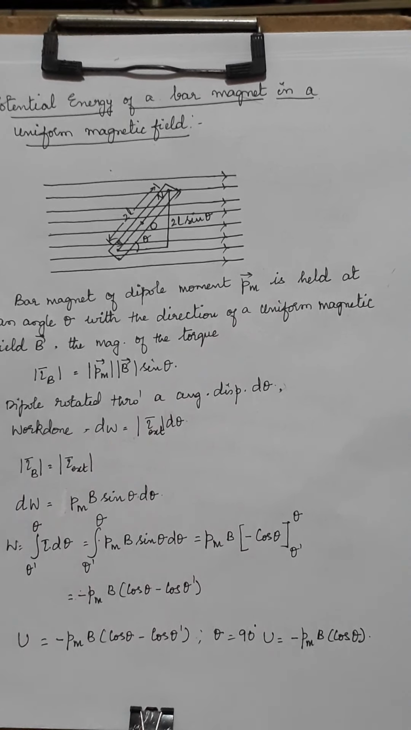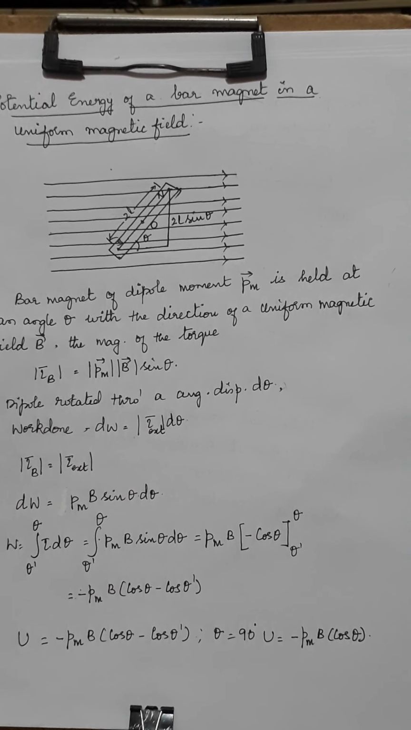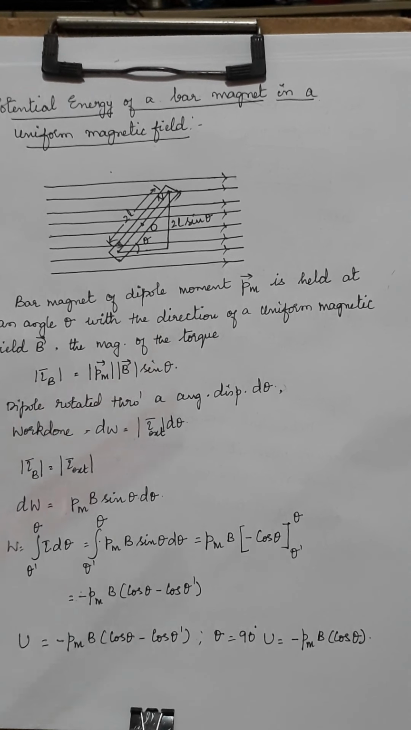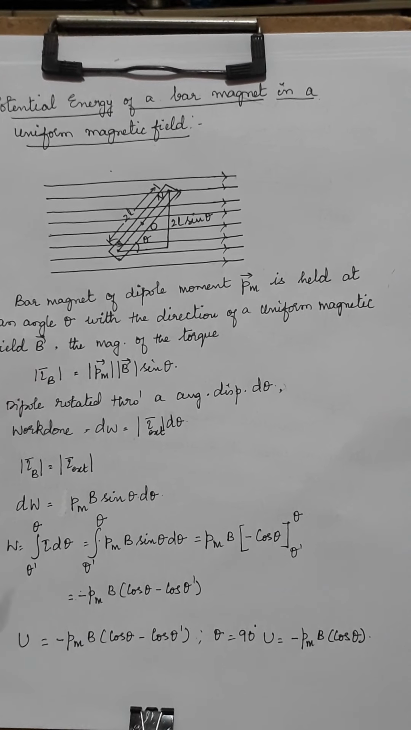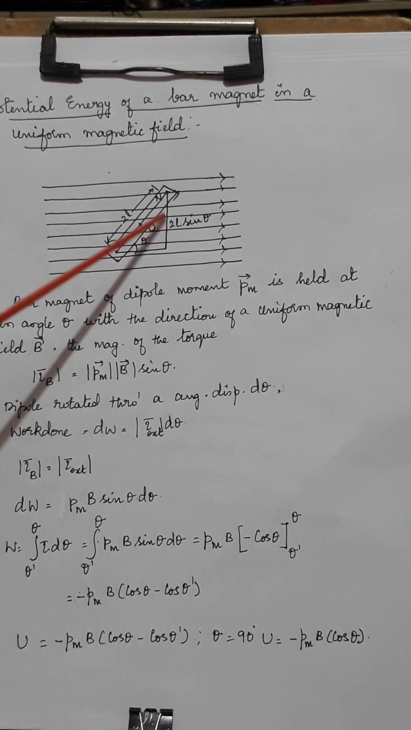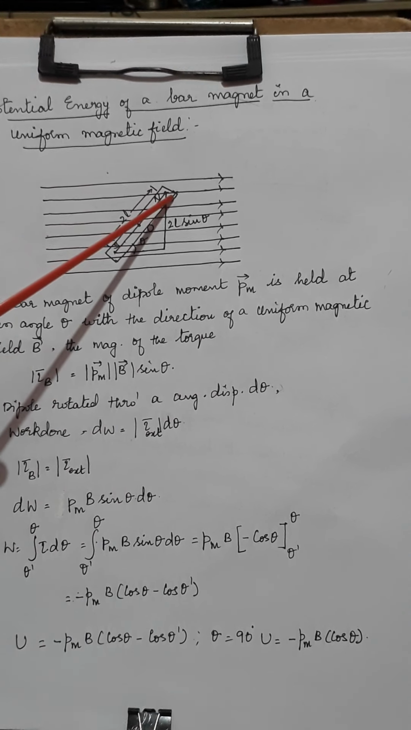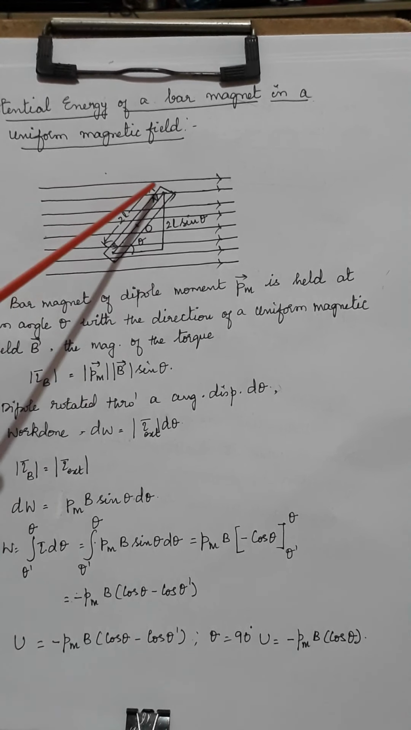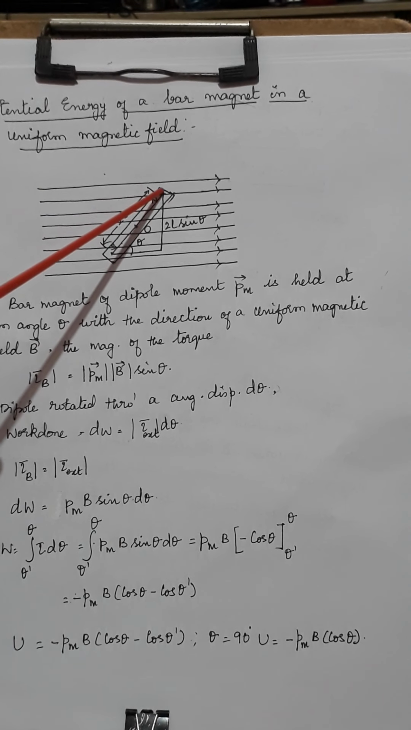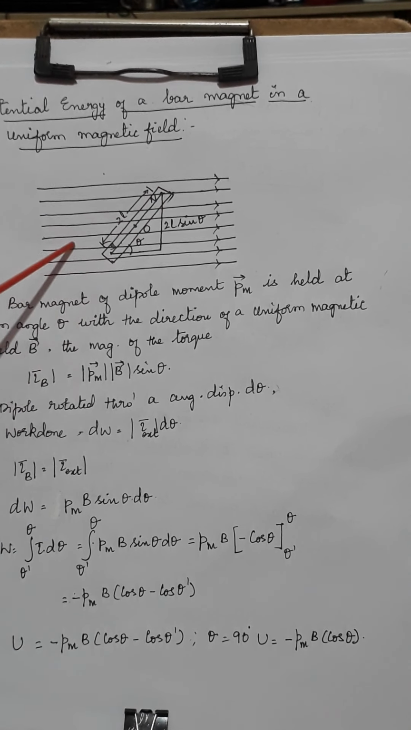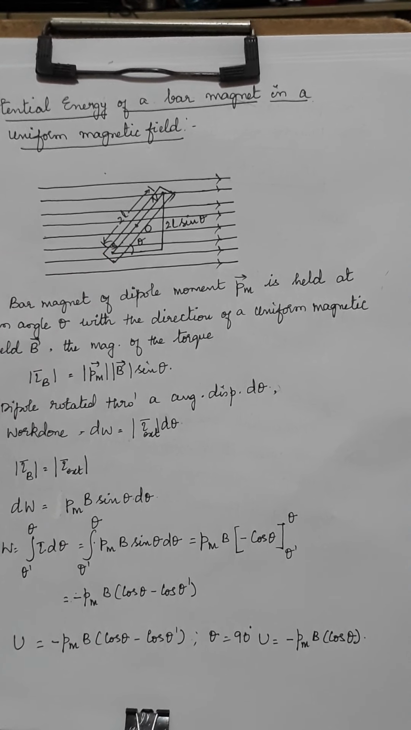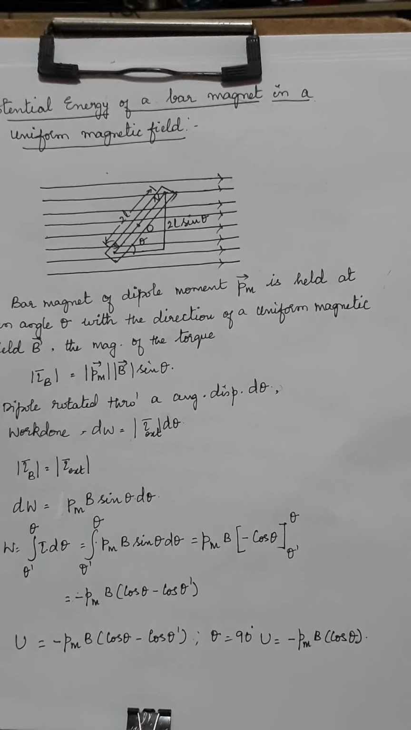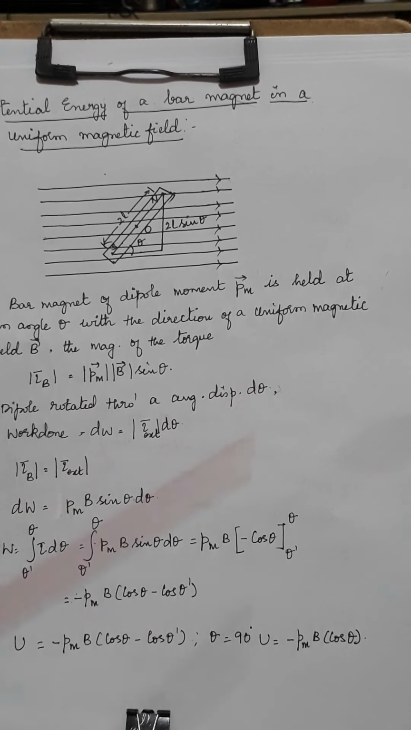It is understood. And what is the answer for torque? We have found that tau B will be equal to Pm into B sin theta. And this dipole is rotated through a d theta value. That is, you have a torque when there is a force exerted which makes the magnet move. So naturally, it will have an angular displacement of d theta.